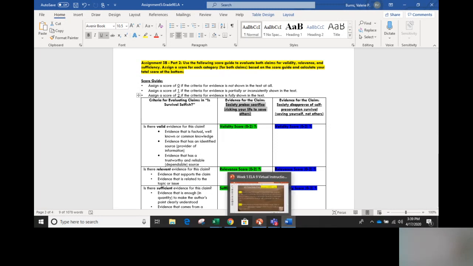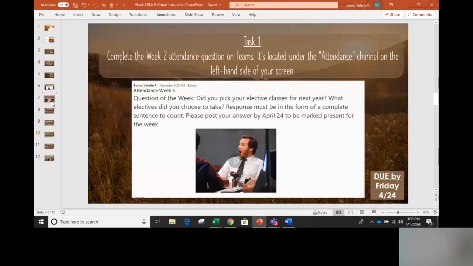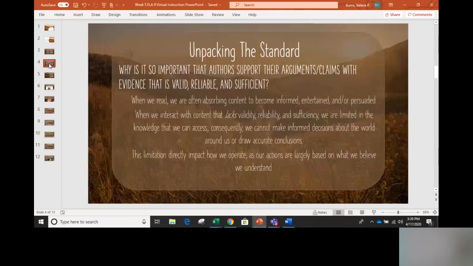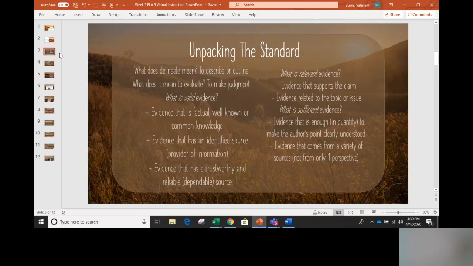So just as a reminder, let's go back here and look at what it means to have valid, relevant, and sufficient evidence. Okay. So valid evidence is just common knowledge. It's well known, it's factual. It also has an identified source and it's trustworthy. Is it relevant? Does it support the claim? Is it related to that topic or issue? Lastly, is it sufficient? Is there enough of it? Does it make the point clearly understood? And does it come from different sources, not just from one perspective?